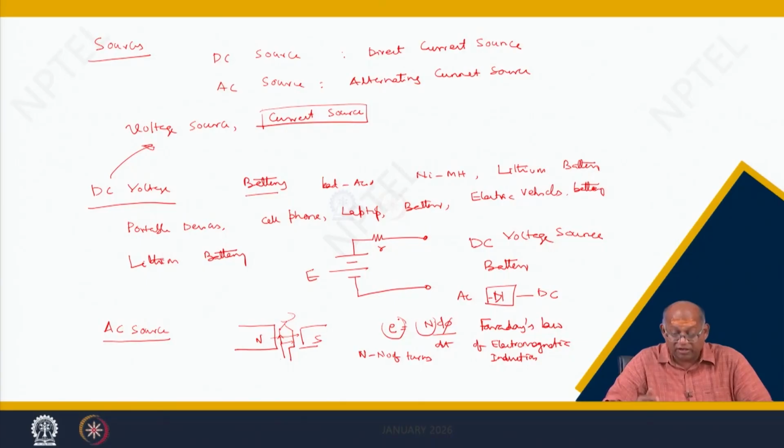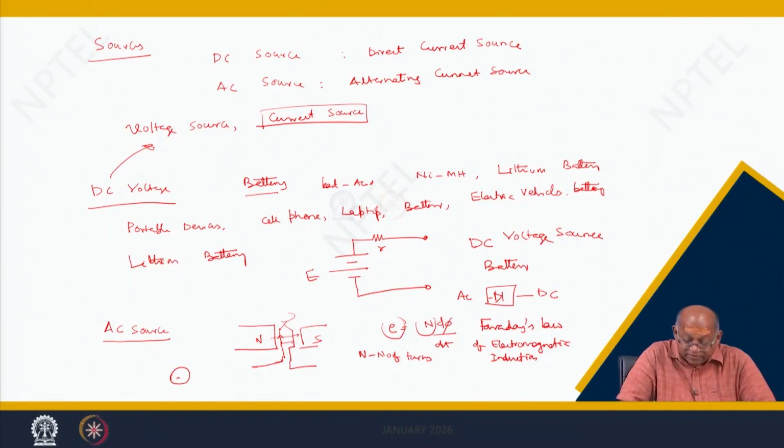When the flux is changing, because of the rotation or anything, the voltage induced here, if you see in a CRO or a digital storage scope, will oscillate. So, this is an AC source, and the symbol of an AC source is something like this.